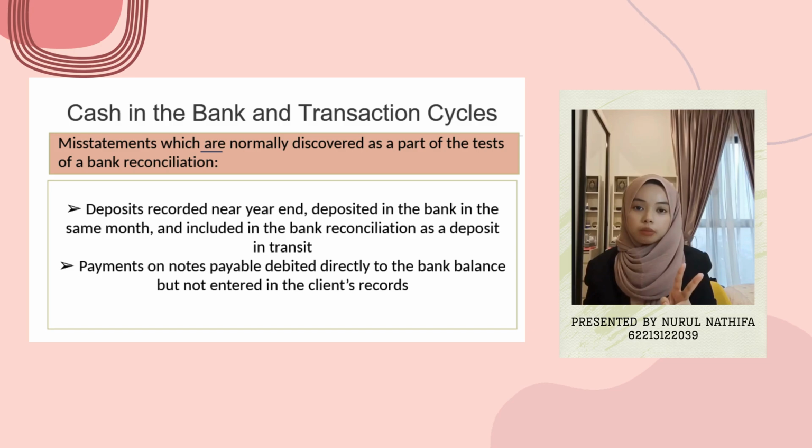The second misstatement happens when the bank makes a payment on a note payable, like a loan, and takes the money straight from the account, but the company forgets to record this payment in their own books. This causes a difference between the bank's records and the company's records because the bank balance is lower, but the company hasn't shown the cash going out yet. This example shows how important it is to carefully compare the bank statement with the company's records to find any missing or wrongly recorded transactions.